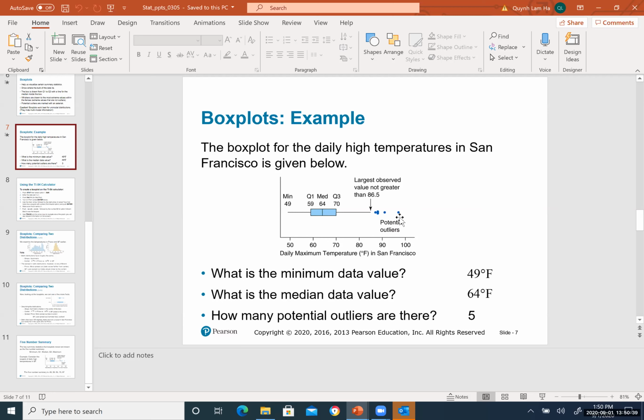We name the minimum, Q1, median, Q3, and the largest, the farthest outlier right there. Combined, all of this becomes the 5-number summary. That is how you label the graph with the 5-number summary, or list them out. Looking at this graph, we can see the minimum value is 49 and the median is 64. The potential outliers, they said it's 5, but to me it looks like 6: 1 right here, 3 right here, 1 here, 1 there. Anyway, maybe here is only 2, so about 5 outliers.